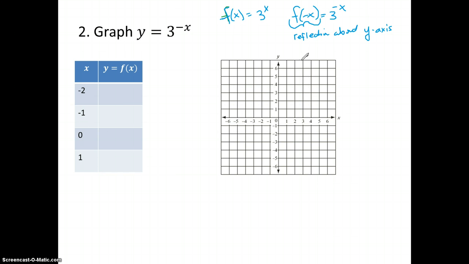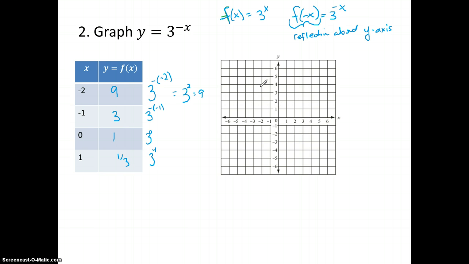So let's pick some points, -2, -1, 0, and 1, and we're going to figure out what the y value is. Now you can pick anything you want. I pick these because I think they work well. So we're going to plug in -2, which is going to give me 3 squared, which is 9. Then 3 to the 1, which is 3. 3 to the 0, which is 1. And 3 to the -1, which is 1/3.